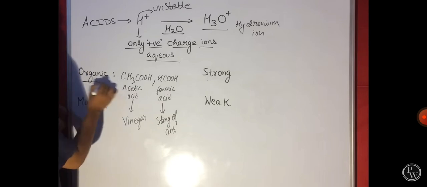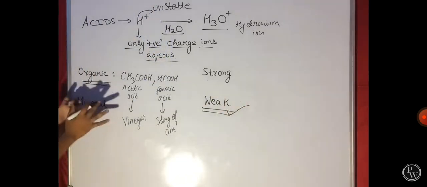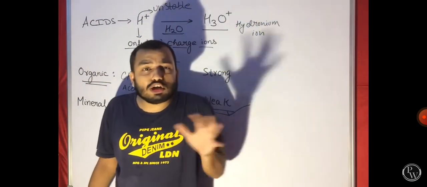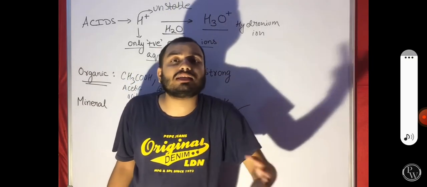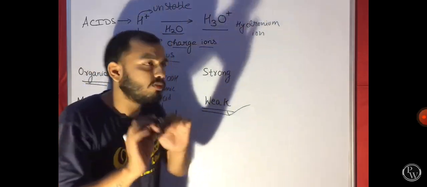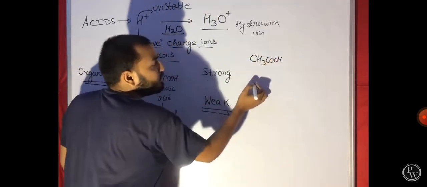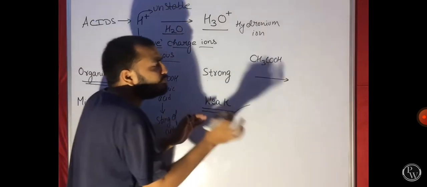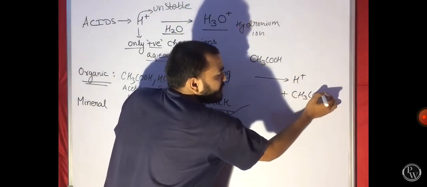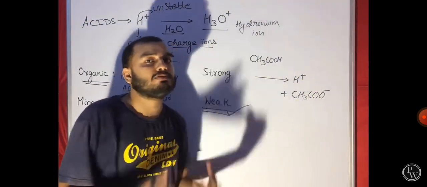The basic property of nearly all the organic acids is that they are weak. All the organic acids are weak acids. What is a weak acid? It does not furnish that much H+ ion in the solution. Suppose we have acetic acid CH3COOH and it goes into the solution. It won't furnish too much H+. Maybe it will give some H+ and it will form CH3COO-, but not that much H+.